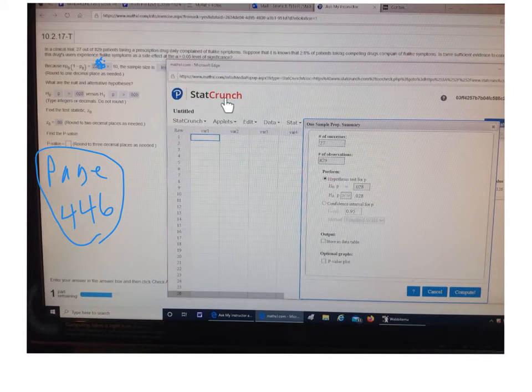So I'm showing StatCrunch. You can use the calculator, or you could do it by hand. I mean, there's a formula for calculating this by hand. I just picked StatCrunch. I guess if you look on this page, it says click on Stat. Then you go down to Proportion Stat, one sample with summary. So one proportion, one sample proportion with summary. Then you put in the information here. I guess there are 27 out of 829 patients complain of flu-like symptoms, so you put that in here.